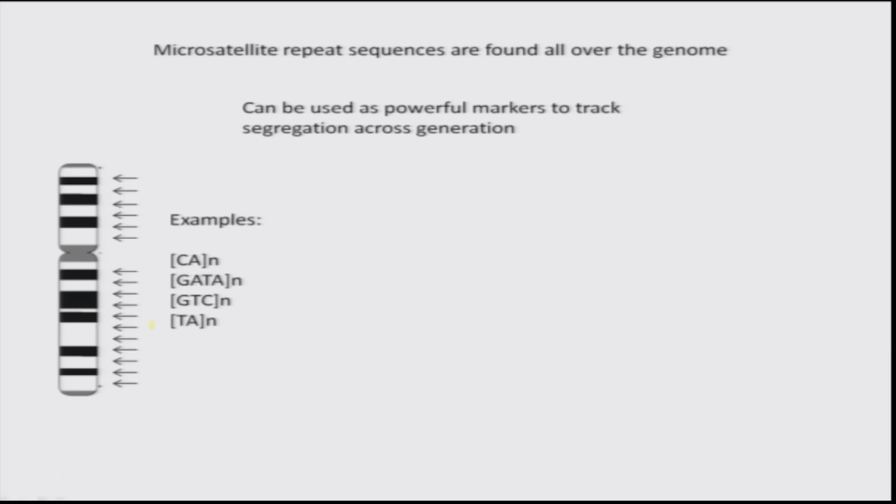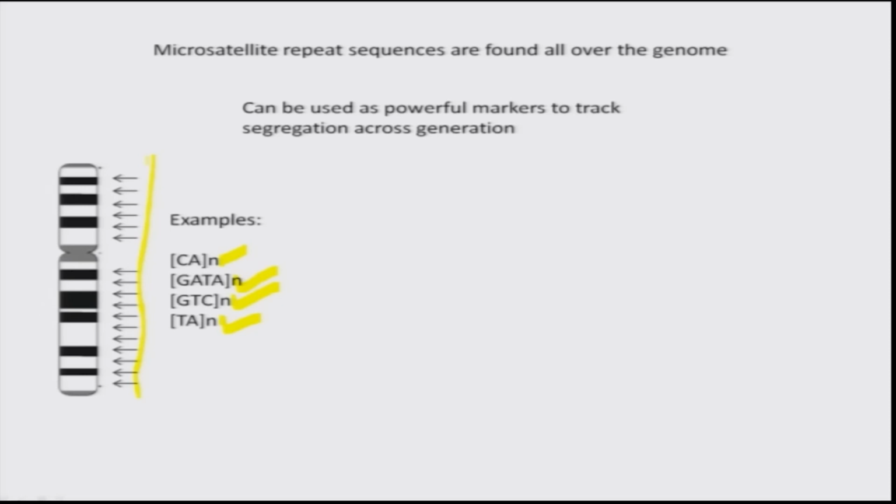They vary in size and in how they vary in the population. For example, it could have just a CA repeated many times. So, for example, it could be 7 times repeated, 20 times repeated, 8 times repeated, varies in the population. It could be GATA, it could be GTC, it could be TA, and you can see that from this telomere to that top telomere, every chromosome has got these repeats spread over the chromosome, all right.